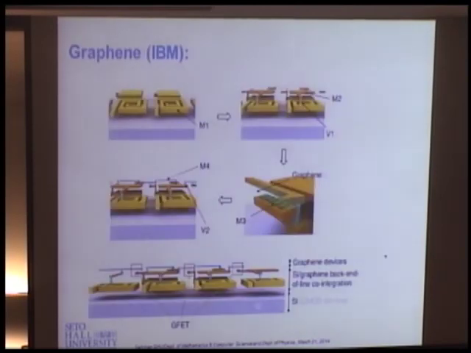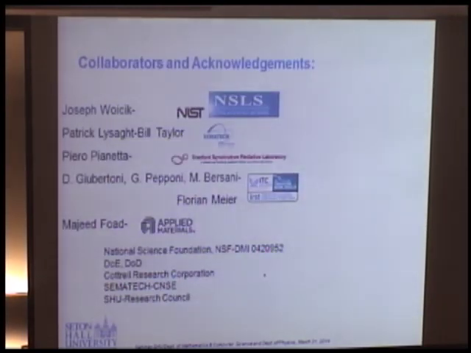Here are some simple graphene devices. What you're doing is keeping the silicon, putting your graphene, putting your contact, and continuing on that. And so these are our collaborations. I mentioned a couple of them.